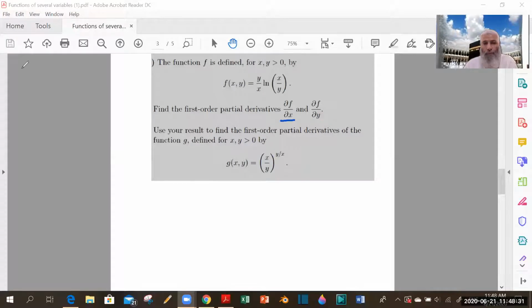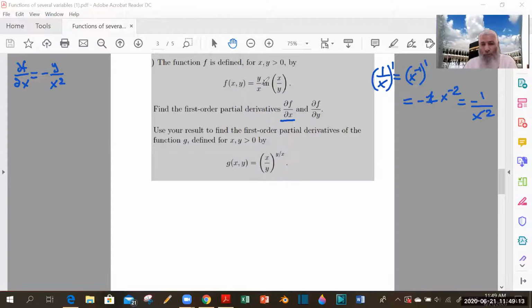Power -1, so it would be negative x. With respect to x, yes, negative y over x squared. Because the derivative of 1 over x is the derivative of x to the power -1, which is negative 1 times x to the power -2, so it is -1 over x squared. So this is negative y over x squared because y is constant.